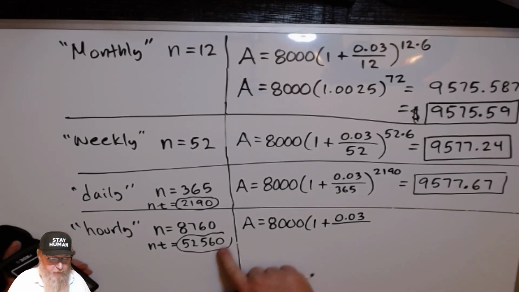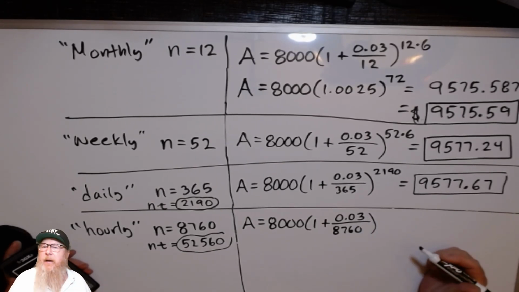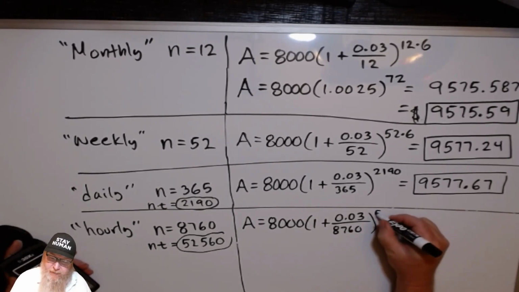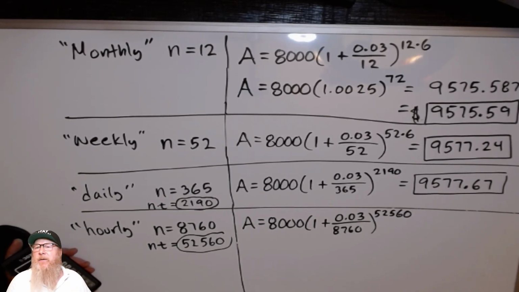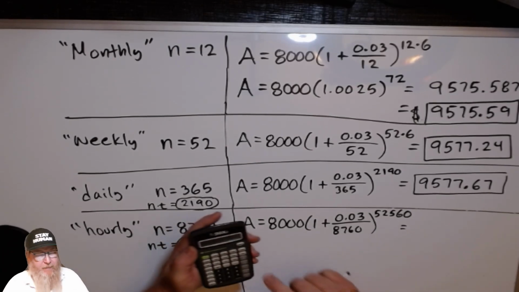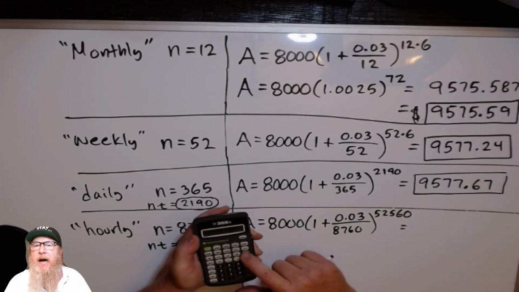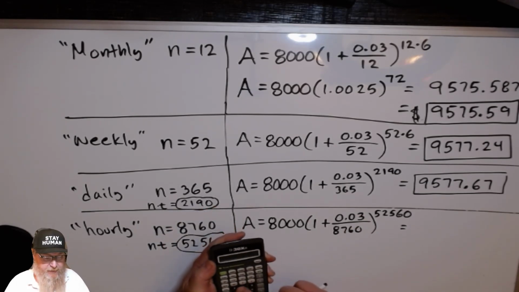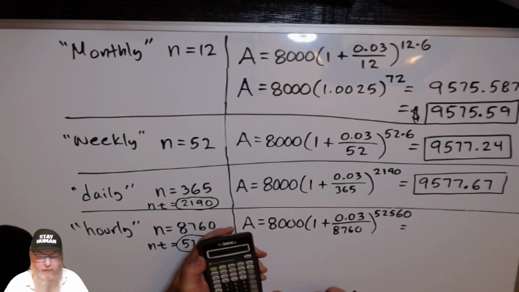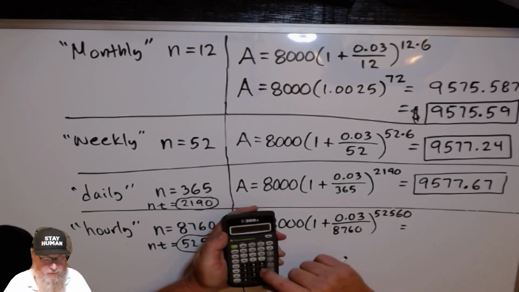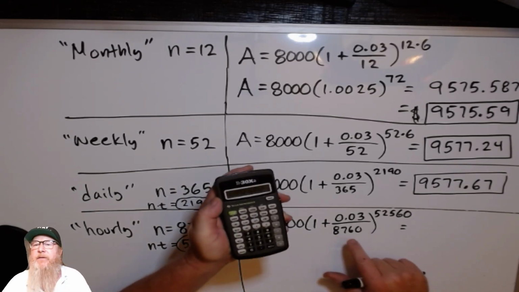Now you have to be careful because the N goes down here. Yeah, but the NT goes up here to the power, 52,560. Okay, so let's do that. 3% divided by 8760 plus 1, raise it to the power 52,560. That's our multiplier again.